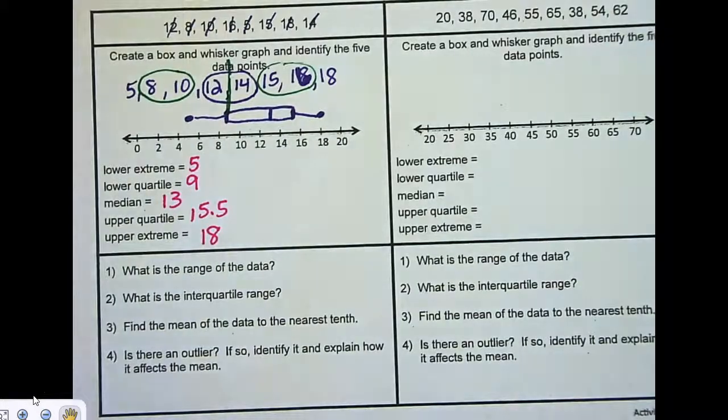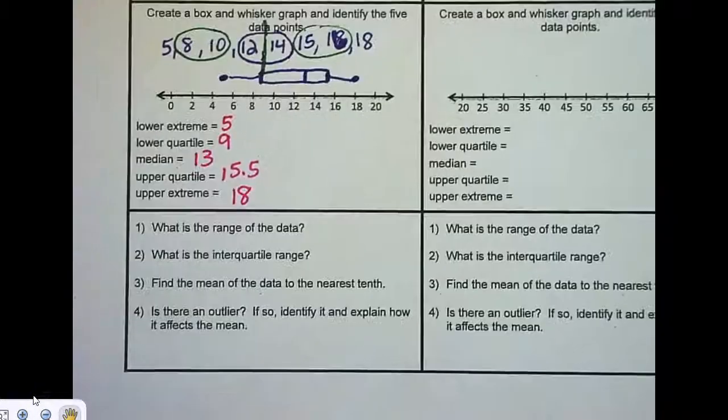Those are the 5 data points that you can find from a box and whisker plot. Seem familiar? Anybody that did not do these last year? Let's answer some questions now.